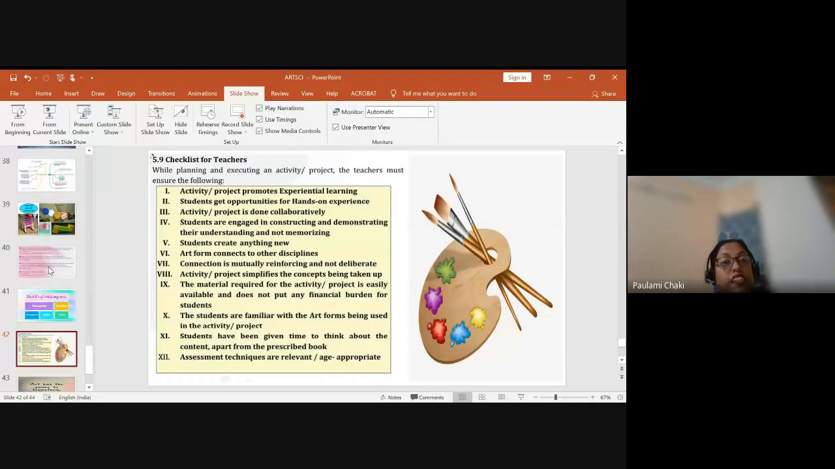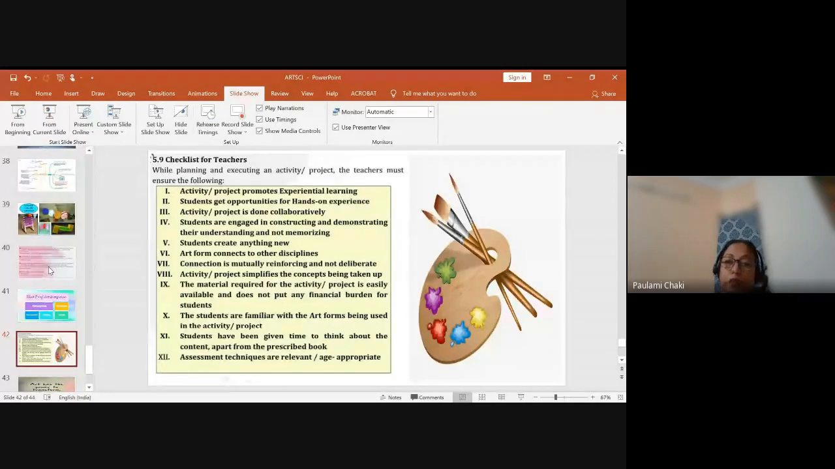Right? If students create anything new, then they can connect it to different disciplines, which I have shown you through my slides. The connection should be reinforcing, it should not be deliberate. Right? The activity or the project should simplify the concept. And one more thing which I always stress is that when I plan my activities, I always keep in mind that the materials they will be using should be readily available at their home. We should not burden our kids with any finances, right?